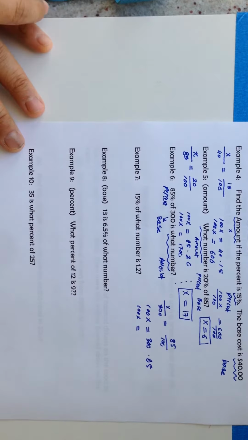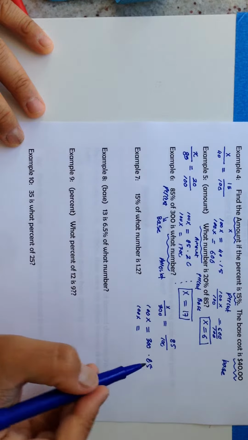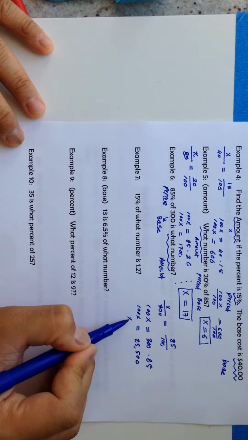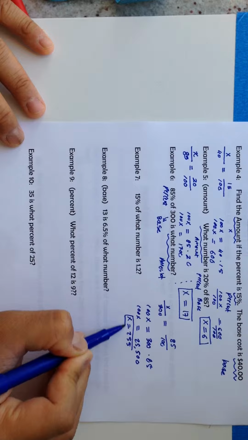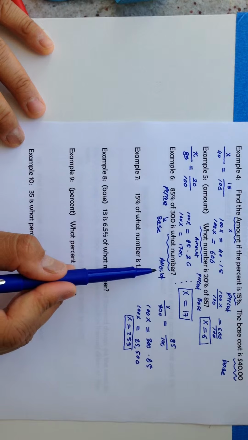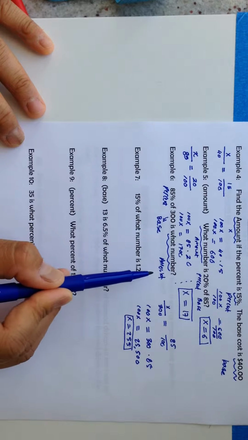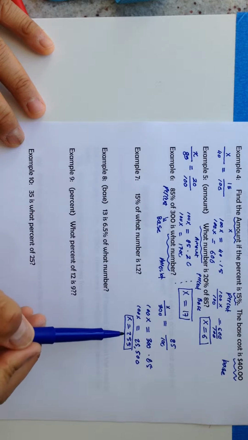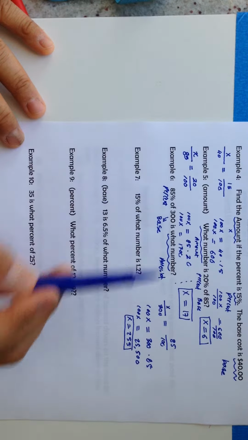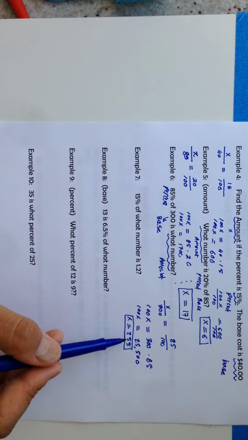100x equals 300 times 85, which is 25,500. If I divide that by 100, I get 255. We were looking for the amount, which is how much we would save. Remember, base is the original cost, and amount is how much you would save. So you would save $255. If you bought something for $300 and you get 85% off, then you would save $255. That means that you only pay $45.